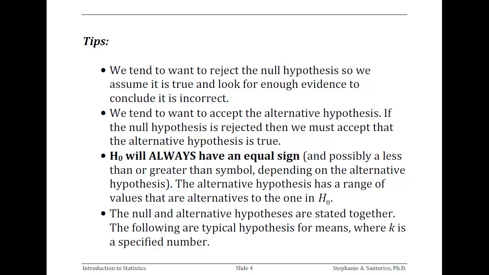And your null hypothesis, null will always have your equal sign, right? So possibly a less than or greater than symbol, also depending on your alternative hypothesis, but it always has your equal sign. And then your alternative hypothesis has the range of values that are alternatives to the ones that are in your null. And it's the alternative that you are interested in showing. Okay, so we'll go through some examples to help you make that a little bit more firm. The null and the alternative are always stated together. And I'm going to go through a few examples.